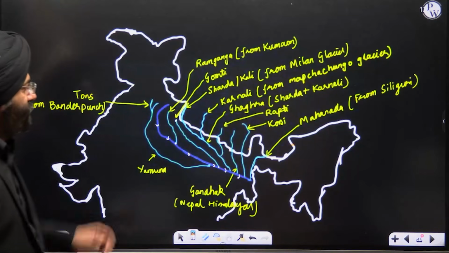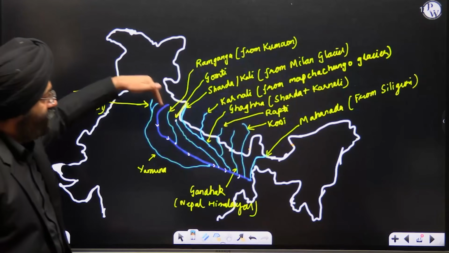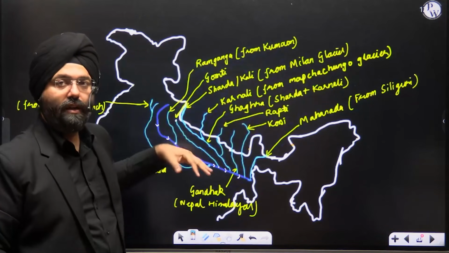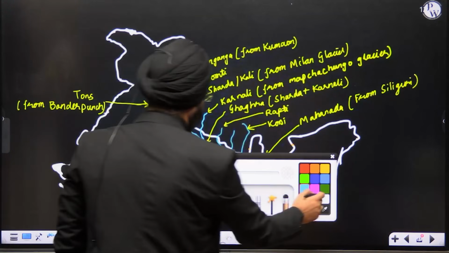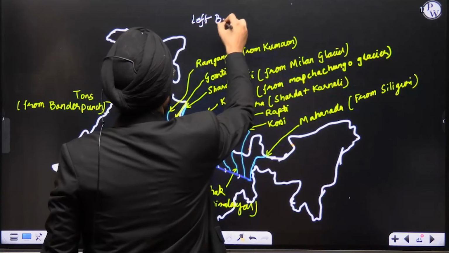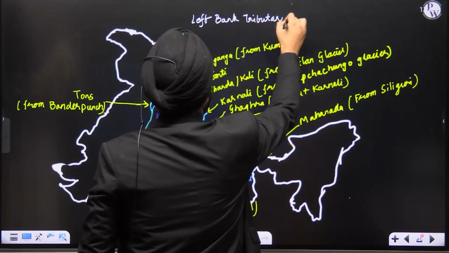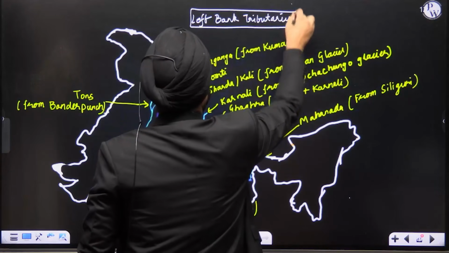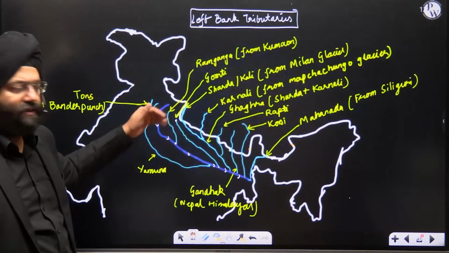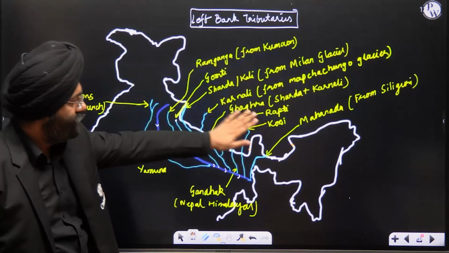Clear? So this is absolutely clear to everybody. These are the important left bank tributaries of Ganga. So I can put left bank tributary if I want. Okay, so Yamuna is not a left bank tributary. I've just marked it to show you that this is also a tributary. The left banks are this one. You know that very well.